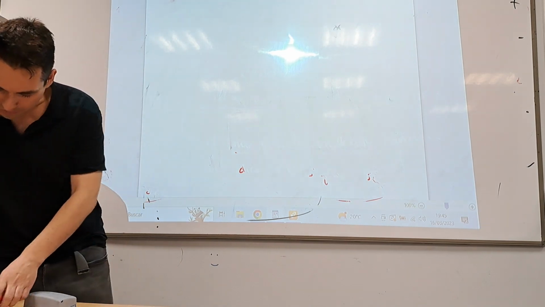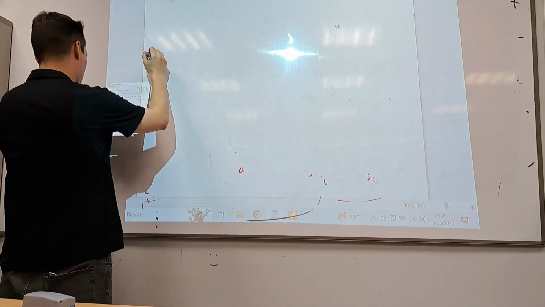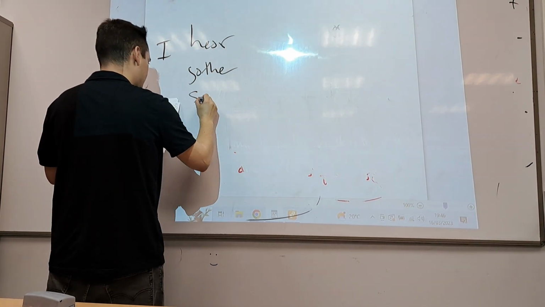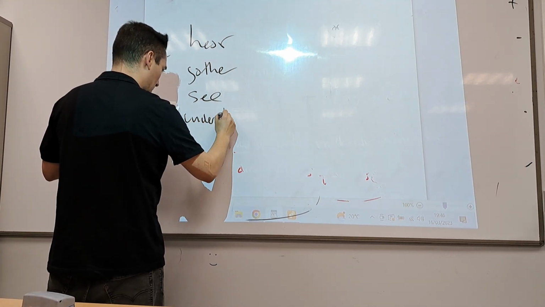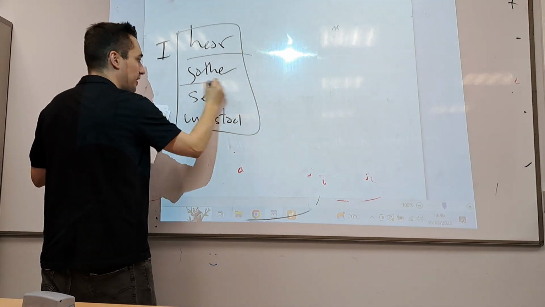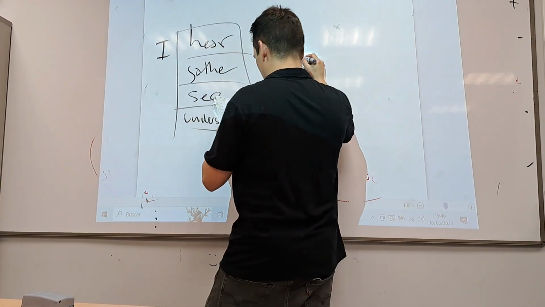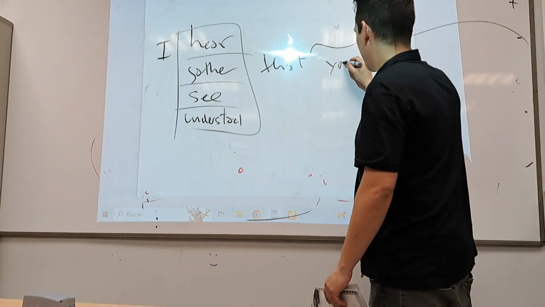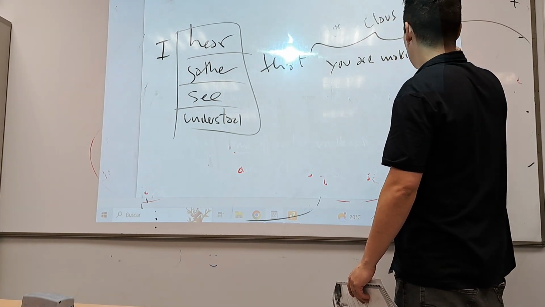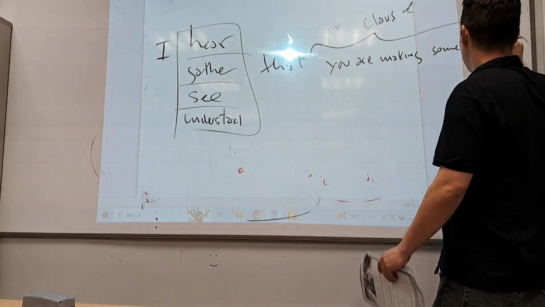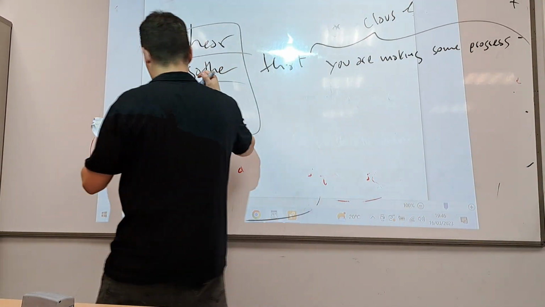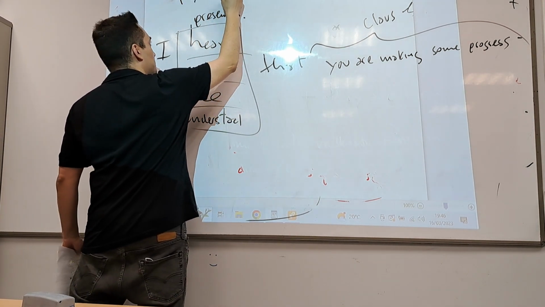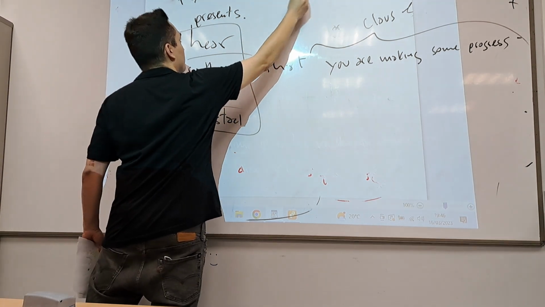Some fixed expressions to teach you. Okay. Some fixed expressions are I hear, I gather, I see, I understand, that, and then a clause. For example, you're making some progress. Yeah? You're making some progress. Okay, this is called a fixed expression. Fixed expression with the present, present simple. Fixed expressions with the present simple.